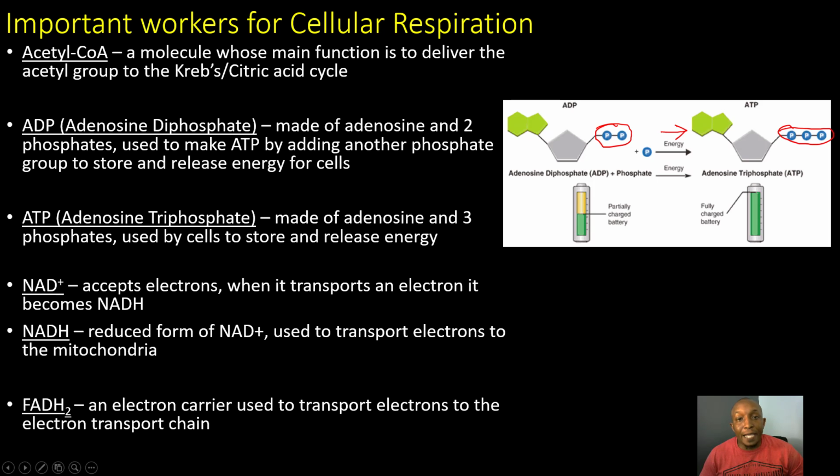Now moving on to NAD+, which accepts electrons. When it transports an electron, it becomes NADH. NADH is the reduced form of NAD+, and it's used to transport electrons to the mitochondria. And then finally, we have FADH2, an electron carrier used to transport electrons to the Electron Transport Chain.